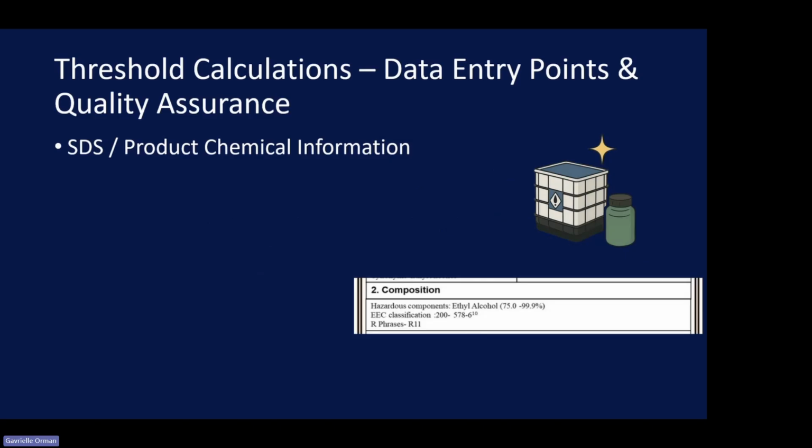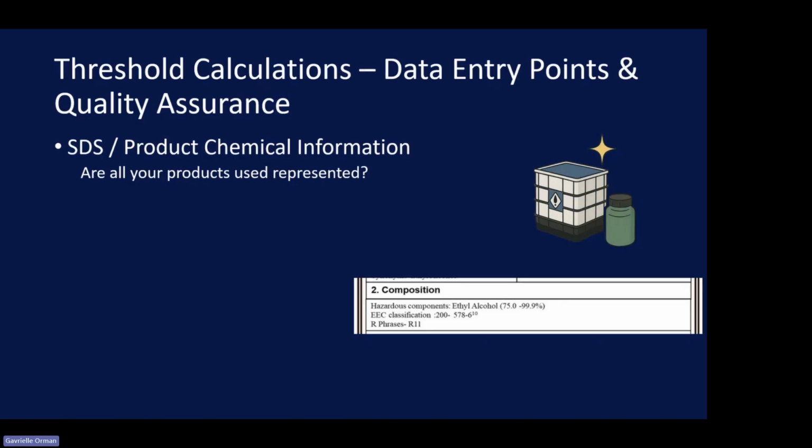So the big part of threshold calculations is going to be that SDS, product chemical information. Maybe you have a procurement system where your chemicals are speciated out, and so it's a little easier for you to pull that accurately because you just connect your systems together. Or maybe you are pulling up PDFs or paper files of SDSs and actually manually entering in your product chemicals information like that. And it's a lot of info, so it's easy to mess up.